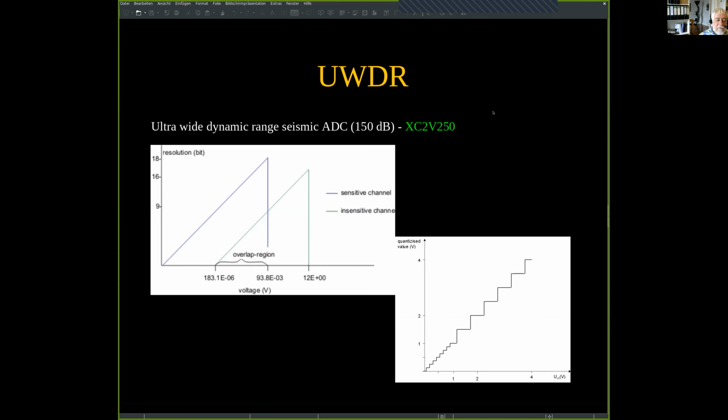So this was done with a Virtex part, the XC2V250. And luckily enough, the whole design did barely fit into the Virtex part, but it did fit.